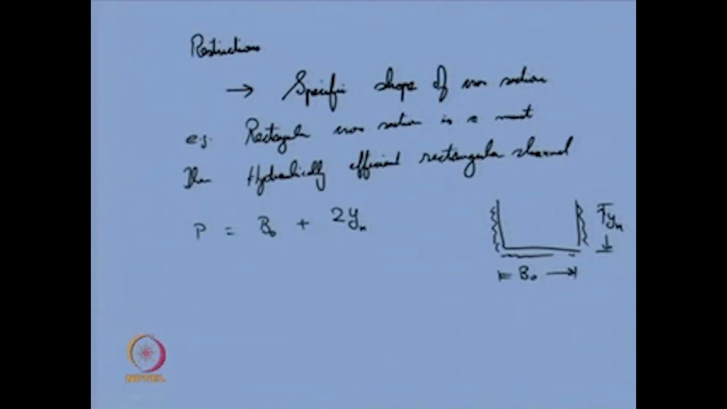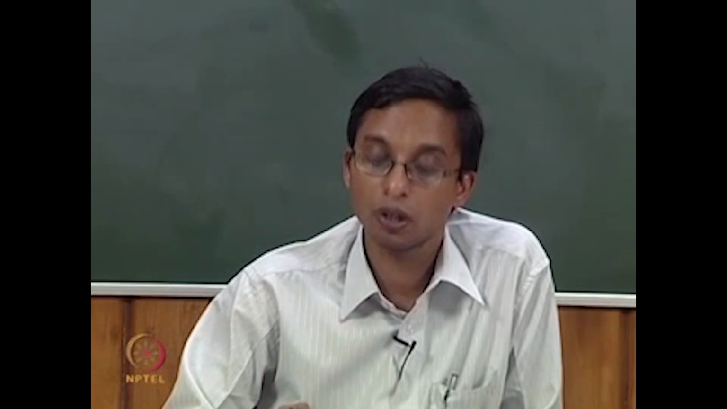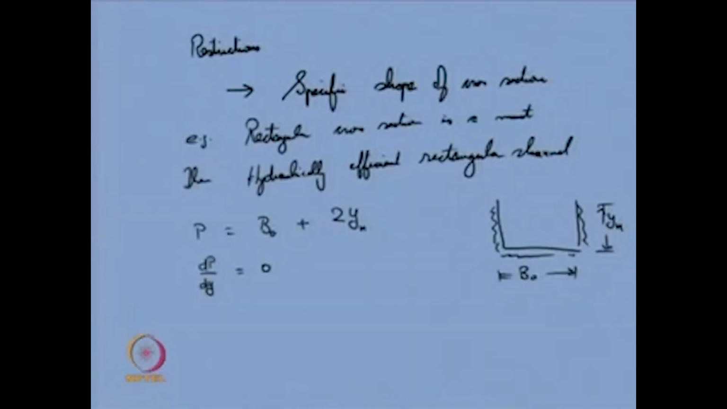For a rectangular channel it is this thing. So, you require a wetted perimeter that has the least property, meaning the wetted perimeter is least. According to the differentiation rule, I am differentiating dP by dy to get a minimum value. It has to be dP by dy equal to 0.